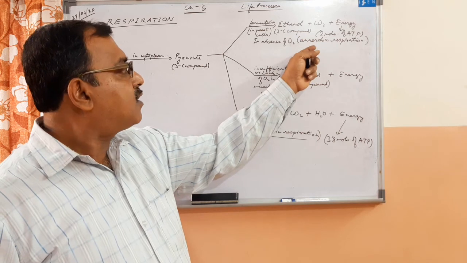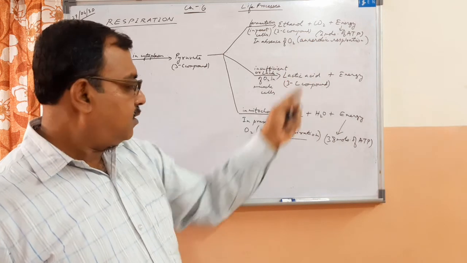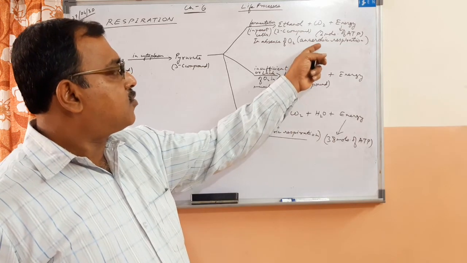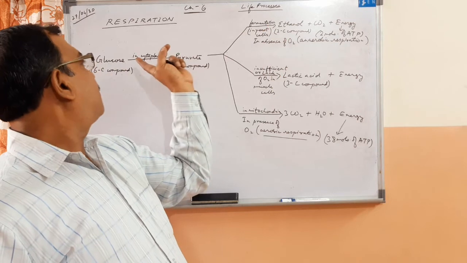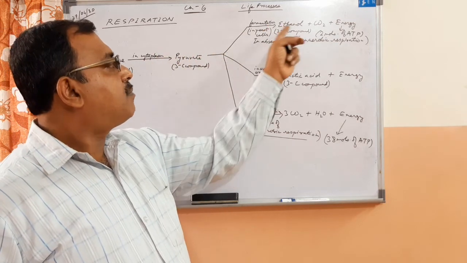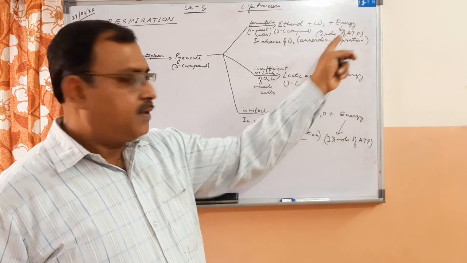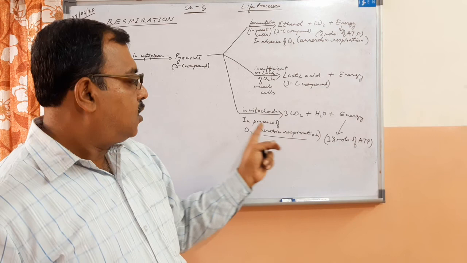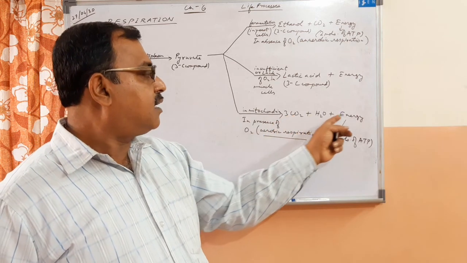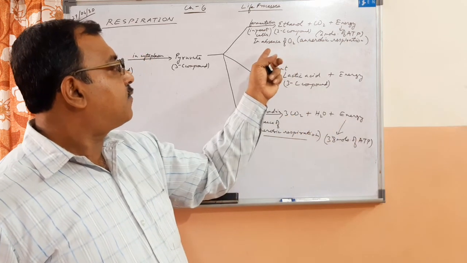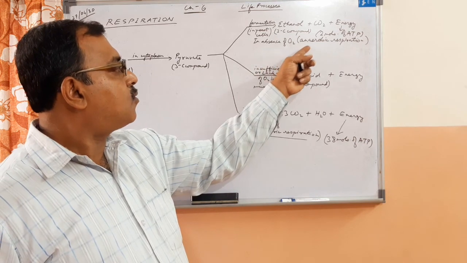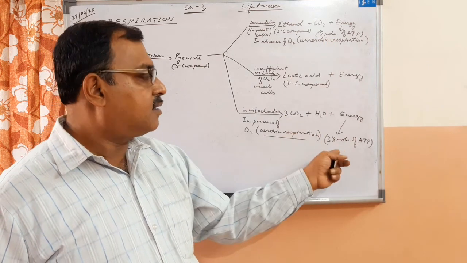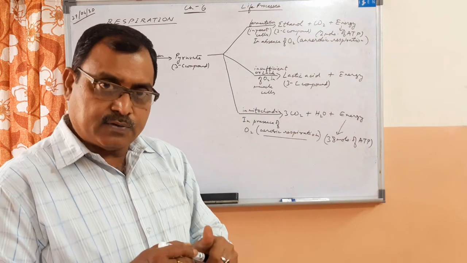Remember, anaerobic respiration takes place in absence of oxygen. Aerobic respiration takes place in presence of oxygen. In anaerobic respiration, incomplete breakdown of glucose occurs, forming ethanol, carbon dioxide and energy. In aerobic respiration, complete breakdown of glucose occurs, producing carbon dioxide, water and energy. In case of anaerobic respiration, only 2 molecules of ATP is produced. In case of aerobic respiration, 38 molecules of ATP is produced.